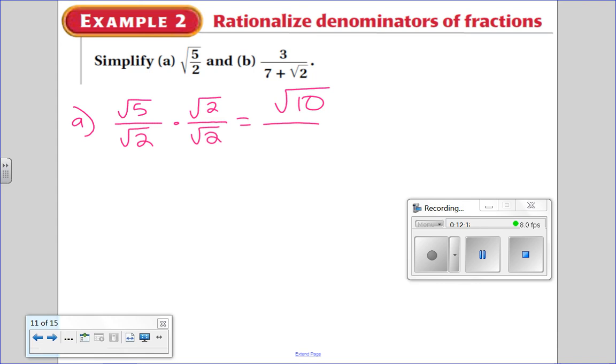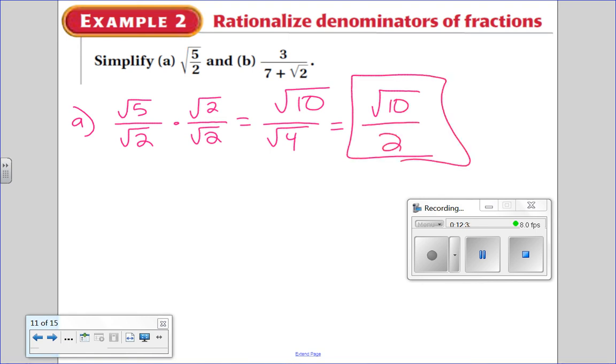All right, on the bottom, this is what is so cool about our technique we're using. We multiply radical 2 times radical 2 and get radical 4. Hot dog, there's a perfect square. That's what we like to say in class when we do these problems. So on the top, it'll be radical 10. On the bottom, it'll be a 2.